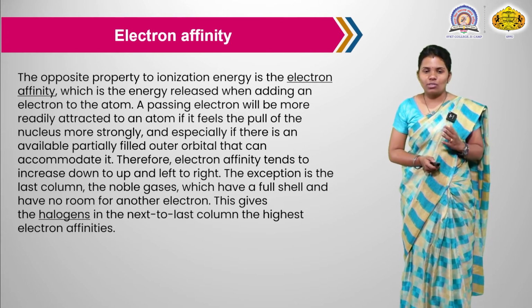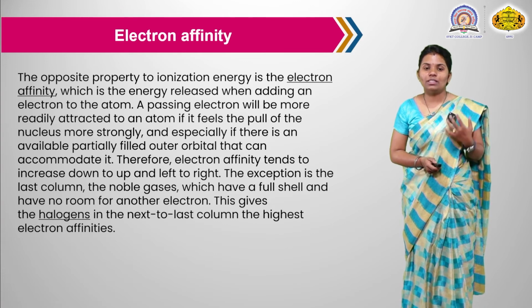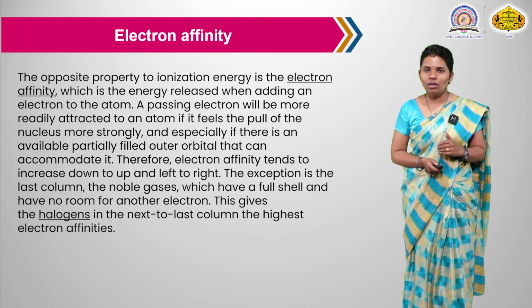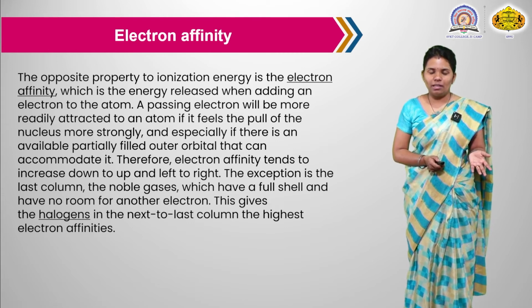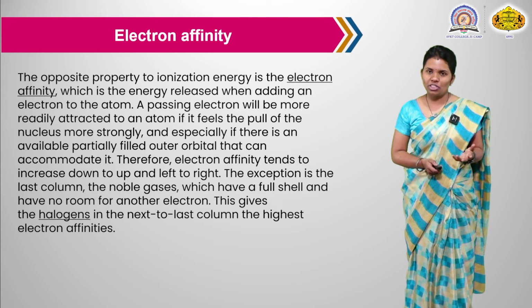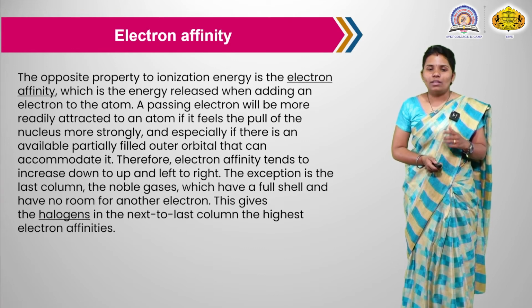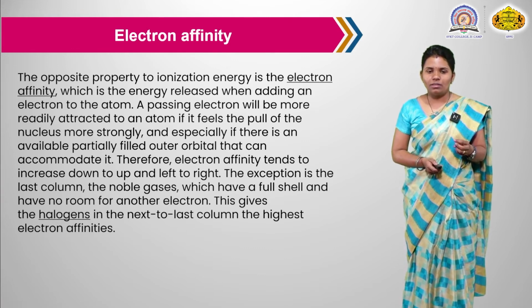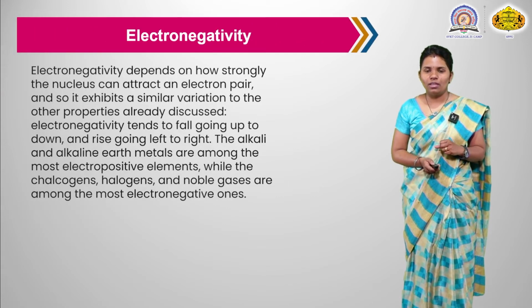The exception is the last column, that is the noble gases, which have a full shell and have no room for another electron. This gives the halogens, in the next to last column, the highest electron affinity. The noble gases are also known as the inert elements or the zero group elements; they have no room, no extra shell, so that we can add an extra electron into it. Therefore, they show the least tendency, and electron affinity tends to vanish in their case.